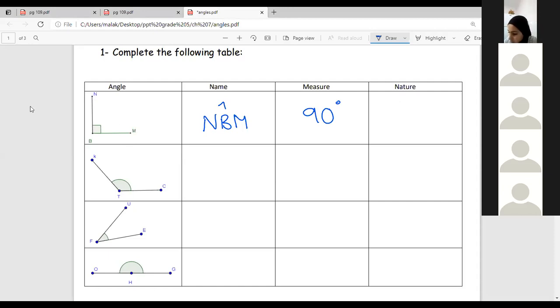Zahra Haidar, what is the nature of this angle? Teacher, what does that mean? I didn't understand. Acute, straight, obtuse, or right?